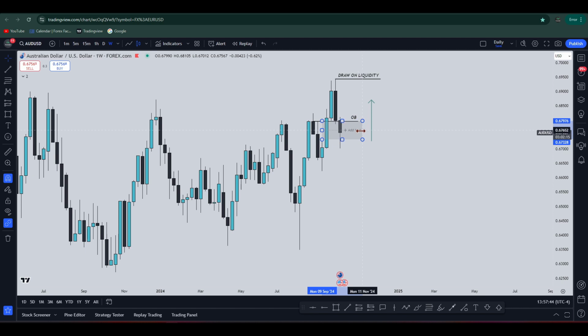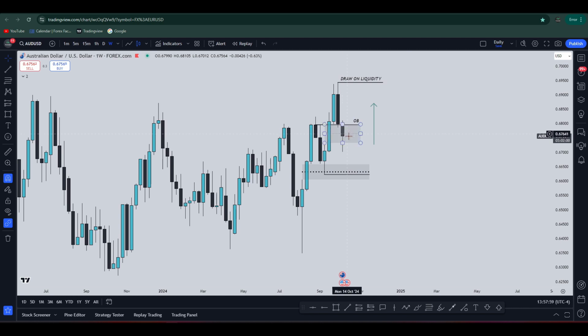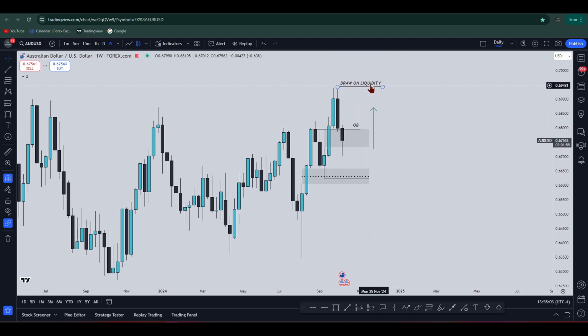If we close below this shaded area, then we will attack this low and we will head for this gap here. But if the body of this candle and the next candles manage to stay on this shaded area, then I think we will head higher to this drawn liquidity.